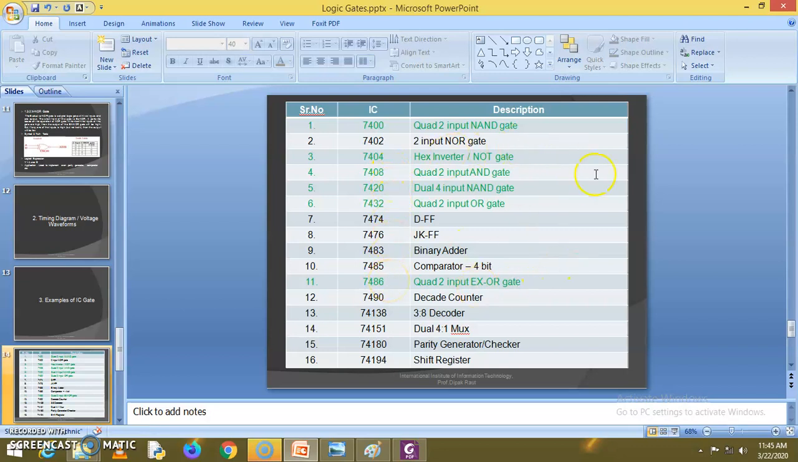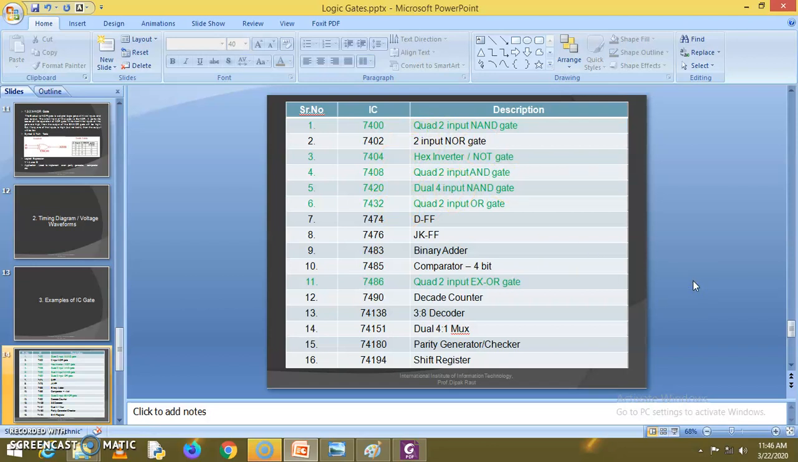So these are the basic gates which you are going to use in your lab session for basic electronics practicals, or also for a DELT subject in your second year SEM 1. So these green colored ICs are the basic gate ICs.